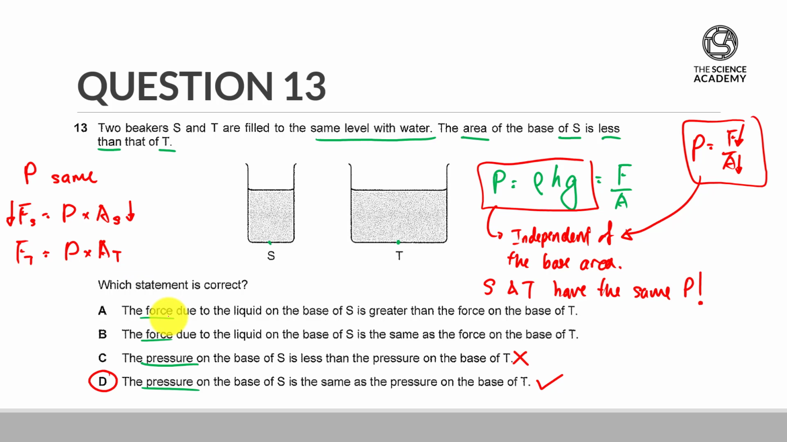Now, when we examine our options for force, we have the force on S, which is greater than the force on T, and this is quite clearly false. And in our second option, we are told that the forces are the same, and this is also going to be false.